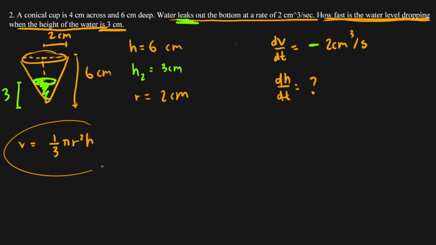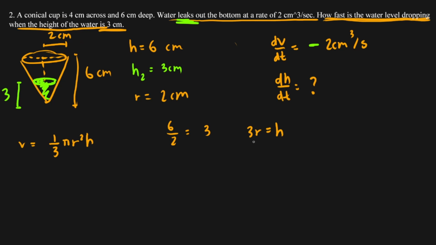But if we take the derivative of this equation, we'll be left with dr/dt and dh/dt, but we only want dh/dt. So we have to get this r squared in terms of h. From the original expression, we know that the ratio between height and radius is 6 over 2, or 3. So 3 times the radius equals the height. In this case, 3 times 2 is 6. The height is 6, the radius is 2.